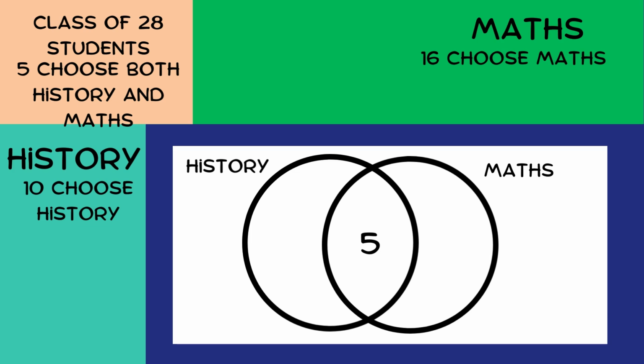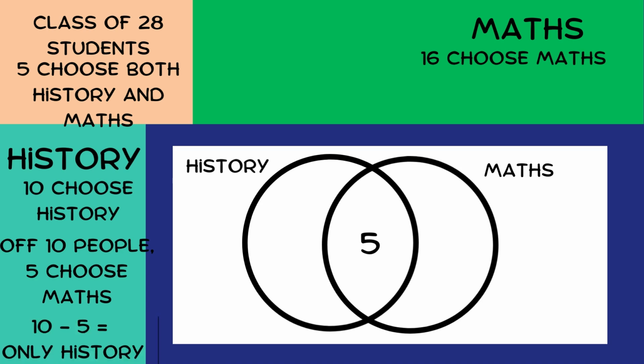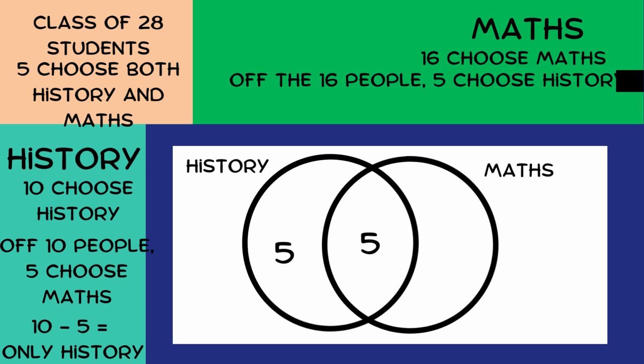Next, let's focus on history. Of the 10 people, we know that 5 of them also do maths. This is because even though the 5 is an intersection, it is also part of the history set, so therefore, the people who do only history is 10 minus 5, which is 5. Similarly with maths, we say 16 minus 5 is equal to 11 people who do only maths.